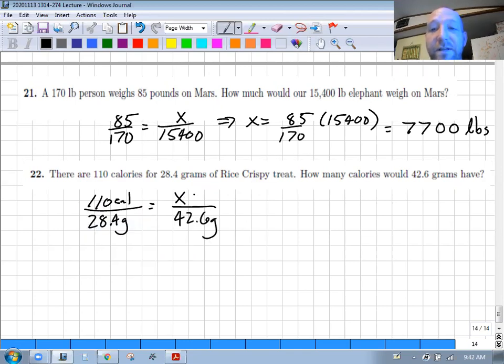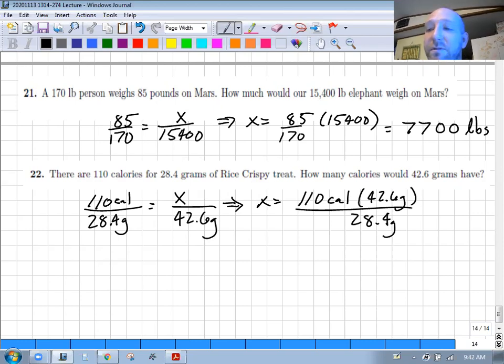Leave that one. We'll just have the calories built into the x. So x is 110 calories times 42.6 grams over 28.4 grams. Grams go away. We have calories, 110 times 42.6 divided by 28.4. 165 calories. All right, makes sense. From 28.4 to 42.6, 110 goes to 165. Sounds reasonable.